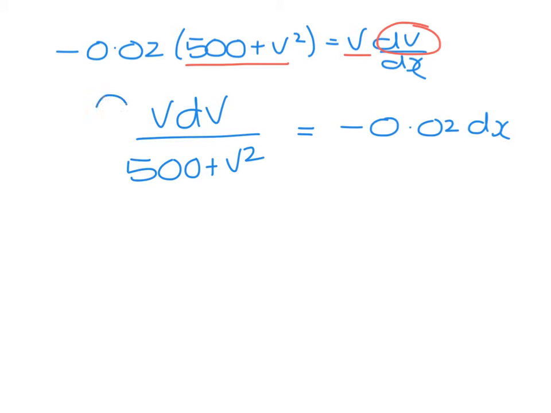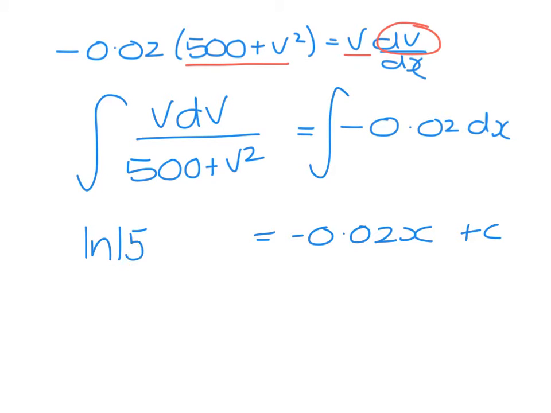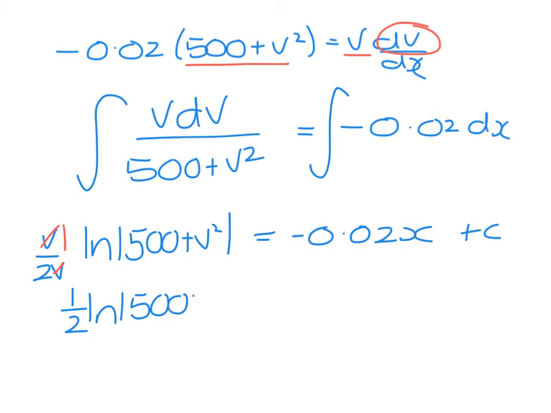We now want to integrate both the left hand side and the right hand side. The right hand side is straightforward, minus 0.02x plus the constant of integration. And on the left, we are going to have the natural log of 500 plus v squared. And we have v on the outside, and we divide by the differential, so that's 2v, which gives us 1/2 ln(500 plus v squared) equals minus 0.02x plus c.